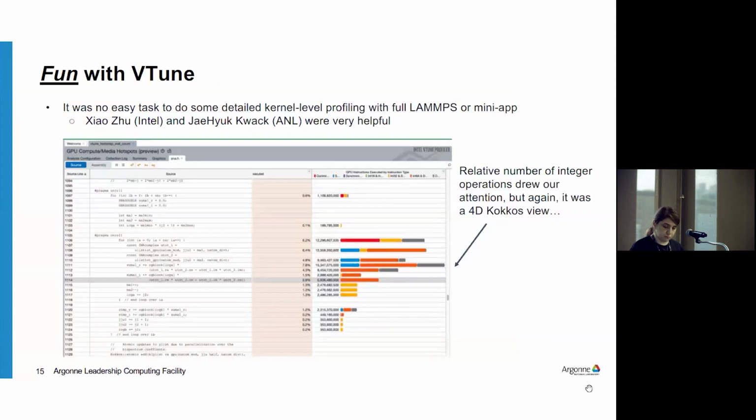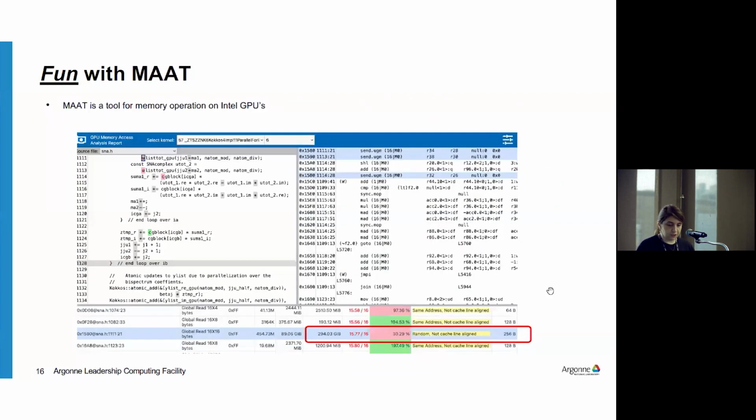And then through this process, we used a lot of tools with help from Intel and also Argonne experts. So VTune, Math, we have to kind of stare at these tools, look at them and understand what's happening there. This is just a snapshot showing that the relative number of integer operations is still kind of high, but what is happening? And we thought, okay, I think it still is the KOKKOS 4D view. And this is another tool that we used.